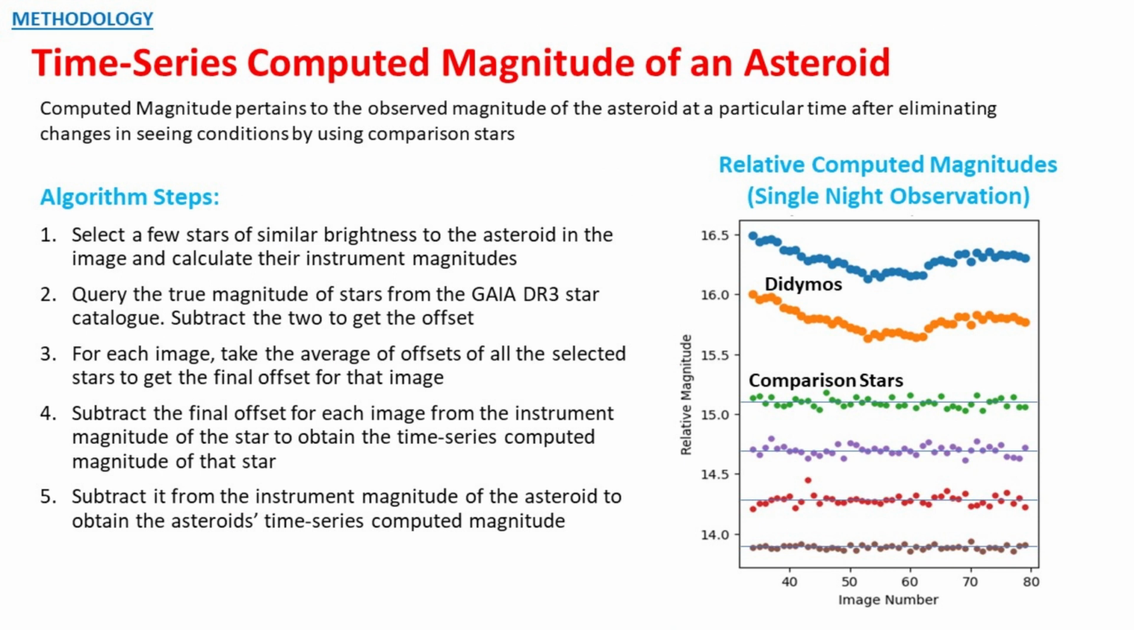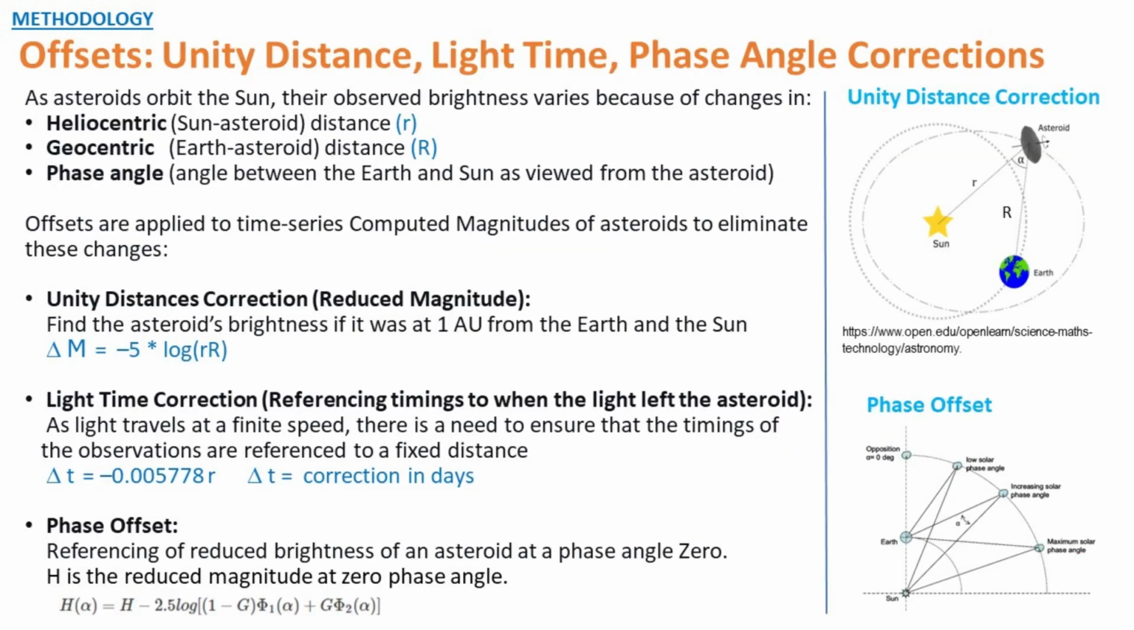After finding my comparison stars, I found their instrument magnitude in each of my images. I then queried the Gaia star catalog to find their true magnitude. I subtracted the two to find the offset. I then applied that offset to the asteroid to find its true magnitude. But this wasn't enough, because even an asteroid's true magnitude can change for several reasons. For example, because their distance from us is changing, their distance from the sun is changing, or even their angle from the sun and the earth is changing.